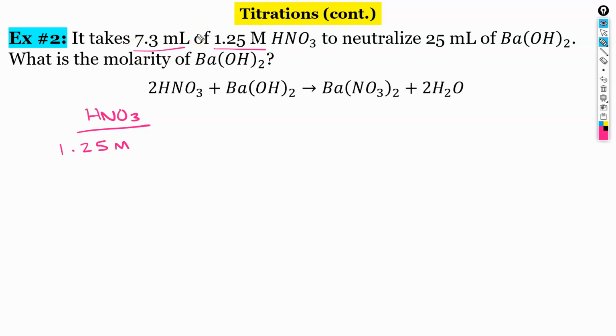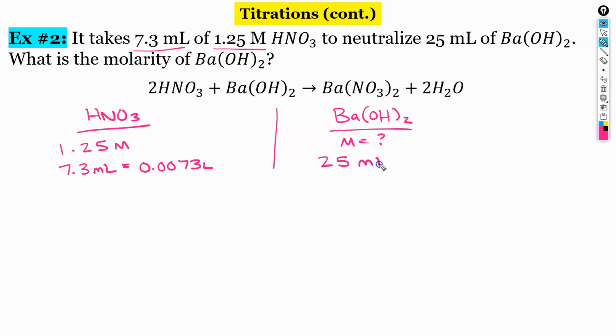It also tells us that we have 7.3 milliliters. So we need to convert that to liters. So that's 0.0073 liters. And then we also have BaOH2. So we don't have a molarity. And our volume is 25 milliliters, which if you convert, that's 0.025 liters.